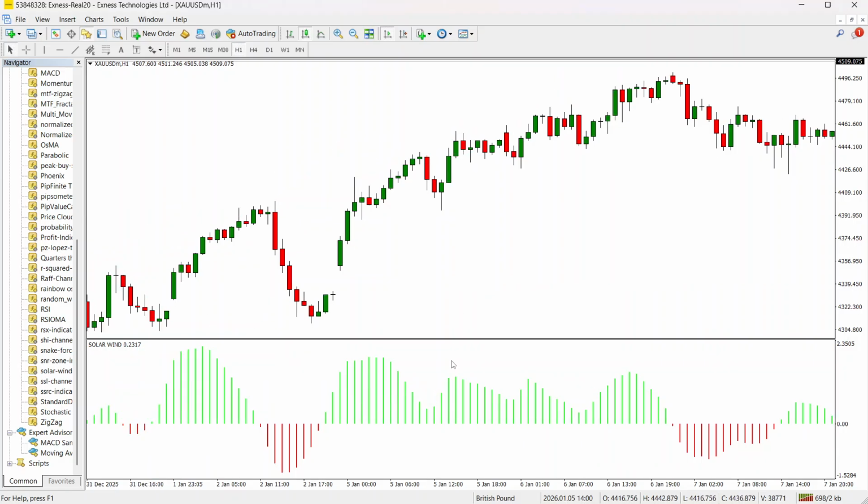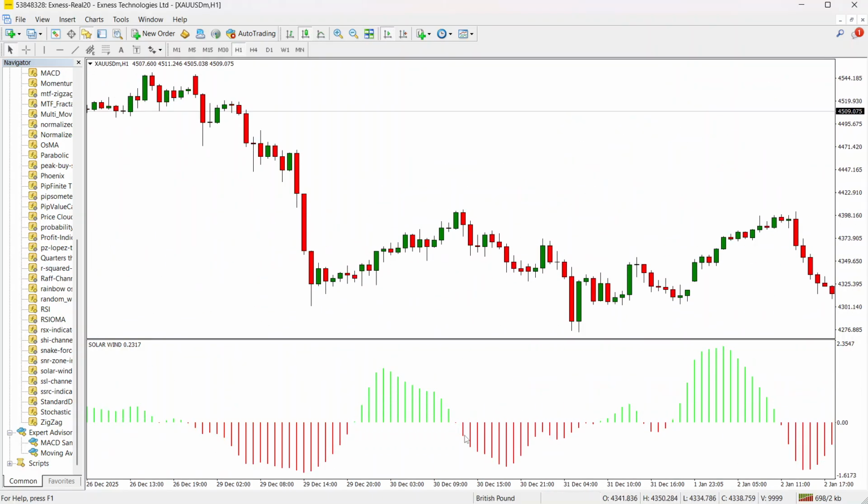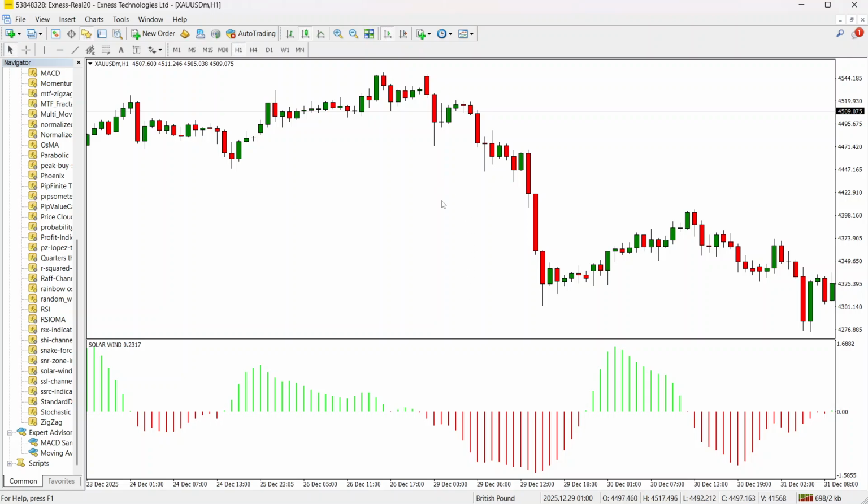The Solar Wind indicator typically uses green histogram bars extending upward to indicate that market buyers are dominating the market, while red histogram bars extending downward signal that sellers are in control, as you can see on the chart.